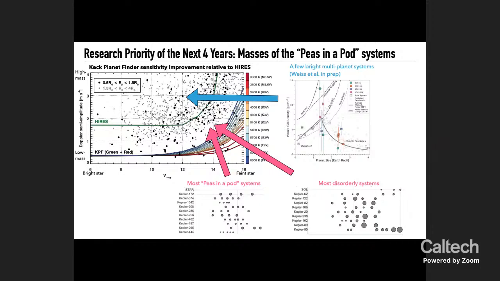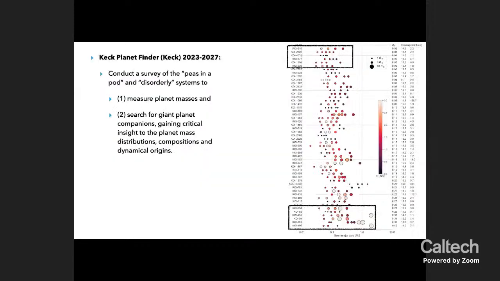But a highlight of my upcoming plans is to study the peas in a pod systems, and I guess in particular, the most orderly systems, but also the most disorderly systems. So I'll show you what those look like. Again, the orderly systems are up top and the disorderly ones are at the bottom. And my goal is to measure the planet masses in these systems to test, are the orderly ones really similar in mass? And for the diverse ones, the mass measurements will help us understand what their dynamical histories are. We will also be able to search for giant planet companions to gain insight about the planet mass distributions, compositions, and dynamical origins.